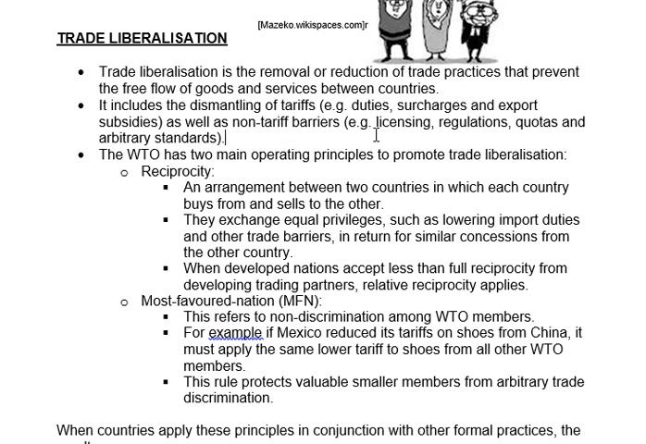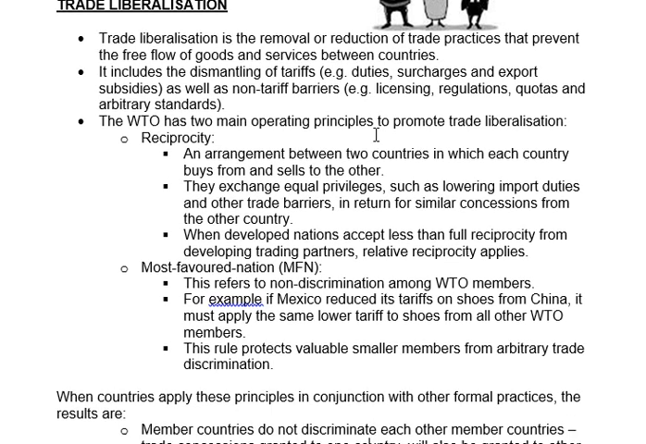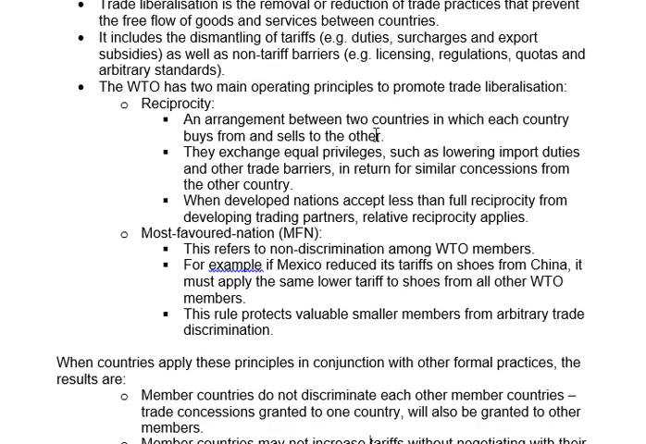Now the World Trade Organization, who is heading this trade liberalisation process, have two operating principles that countries are supposed to stick to when we liberalise our trade. The first one is reciprocity. I don't know if I'm saying that right. Don't crucify me. And then most favoured nation.